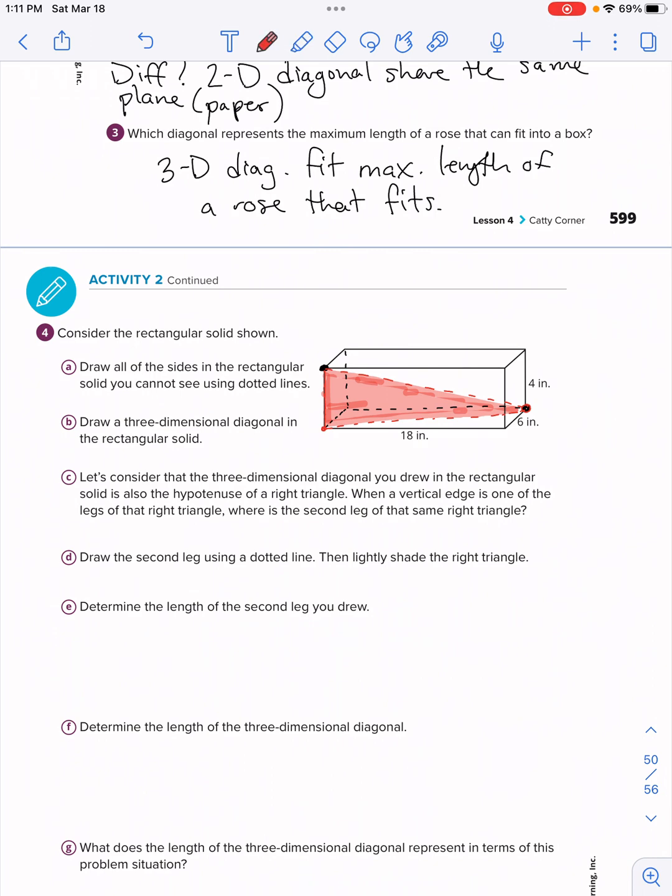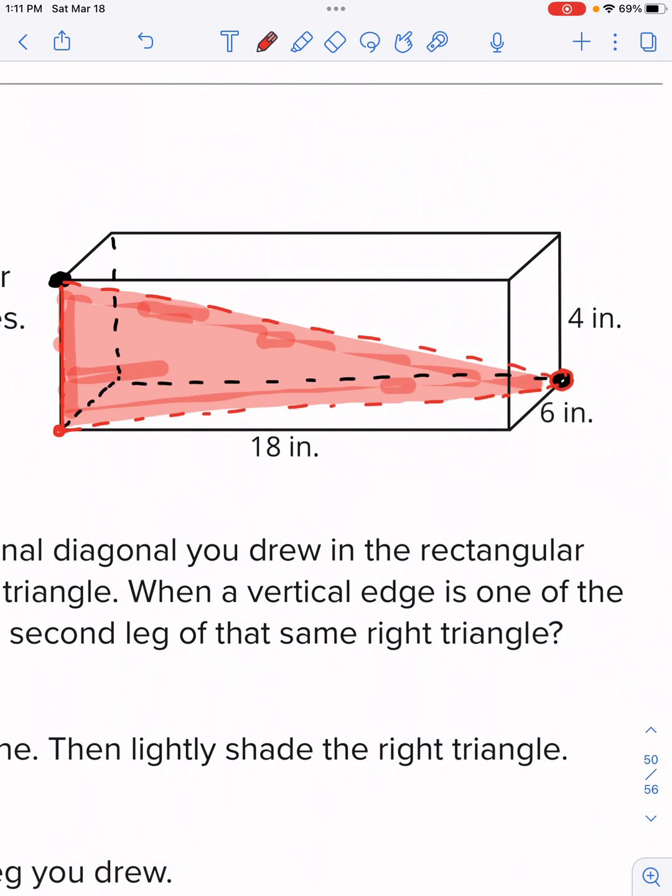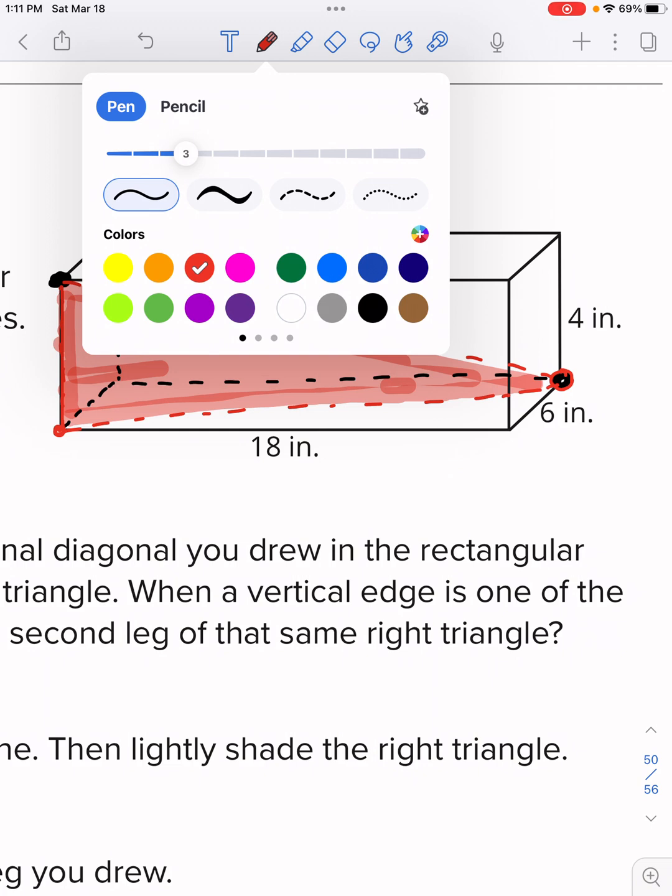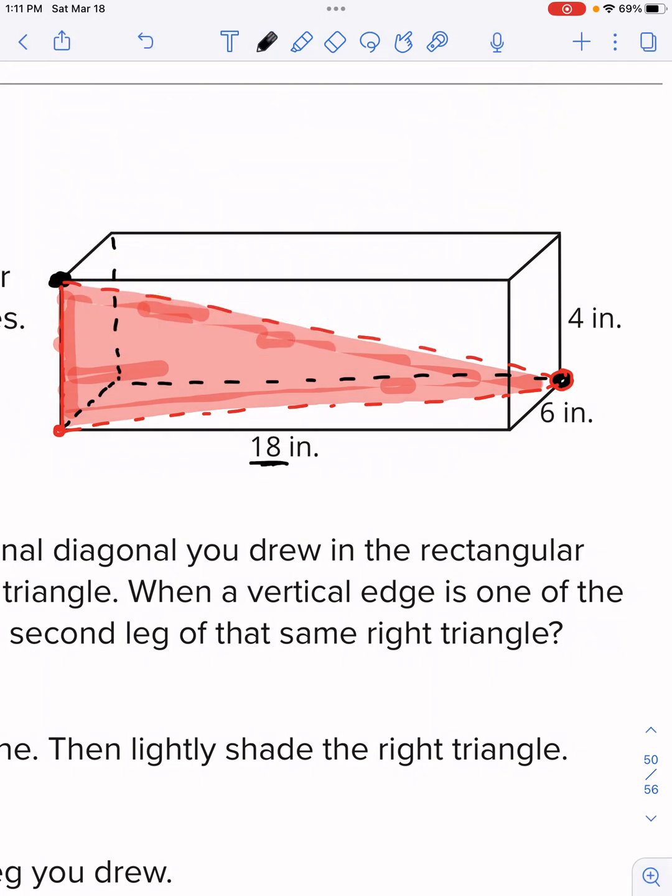E, determine the length of the second leg that you drew. Since everything is so slanted because we have a 3-dimensional figure, I want you to think of the floor of the box. The floor of that box, I'm going to put this in black, the base of that is 18 and the height of it is 6. So this is A, this is B. This red dashed line that I'm drawing black dashes on, that's C, a diagonal of the ground.